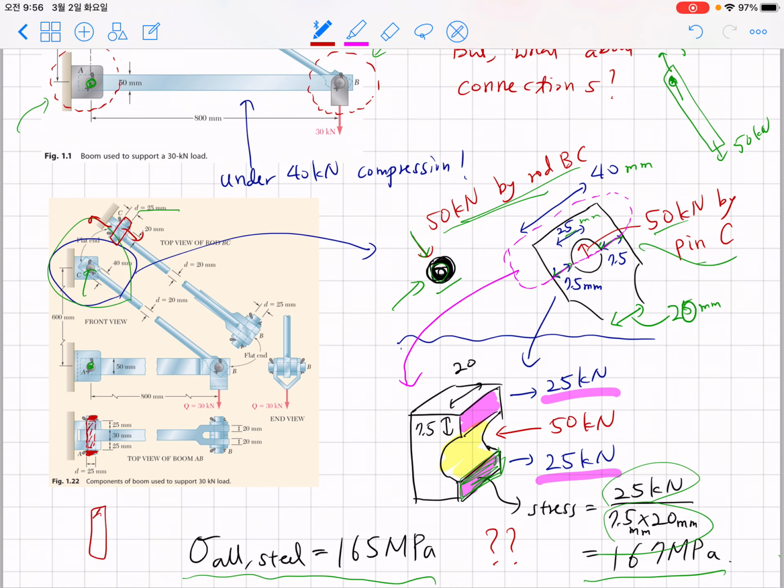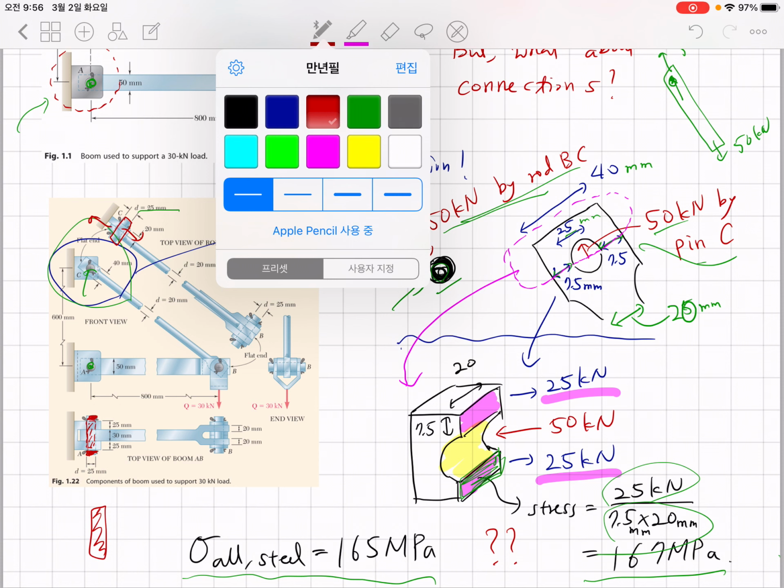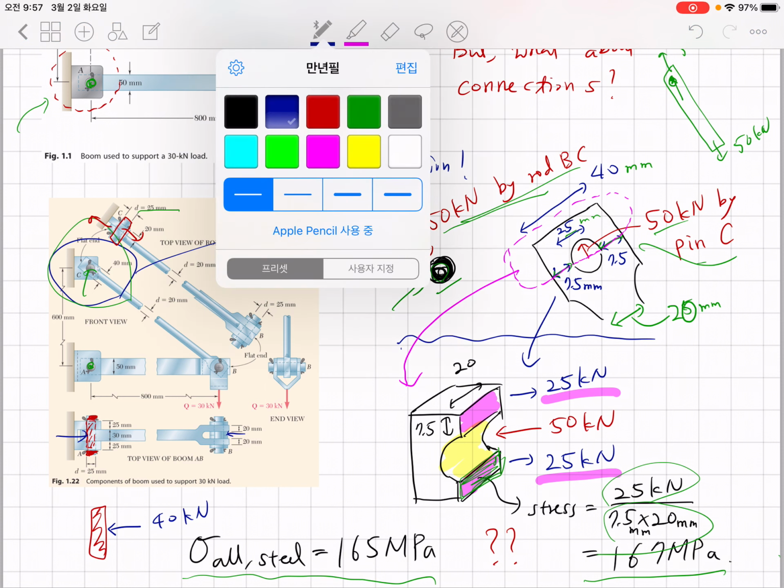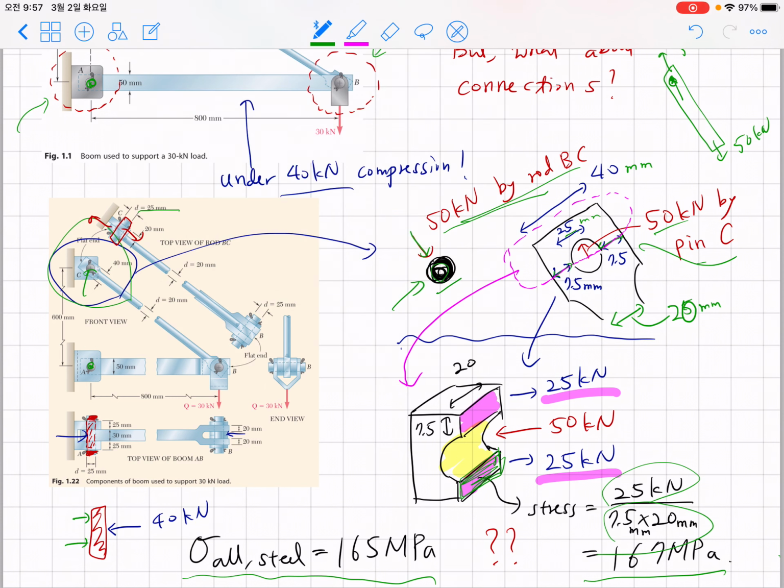What you can expect here is, because boom AB is under compression, this boom will push the pin in the opposite direction. So you can expect that pin A is under a 40 kilonewton force in one direction, and this anchor will push the pin with 20 kilonewton here and 20 kilonewton here. So this is what you can expect.